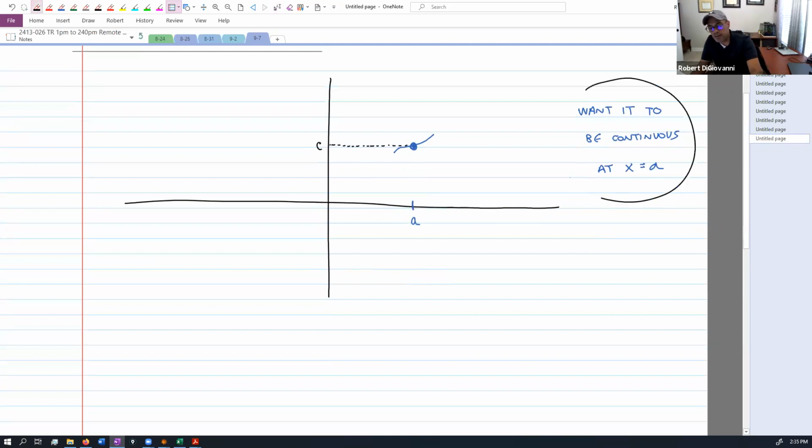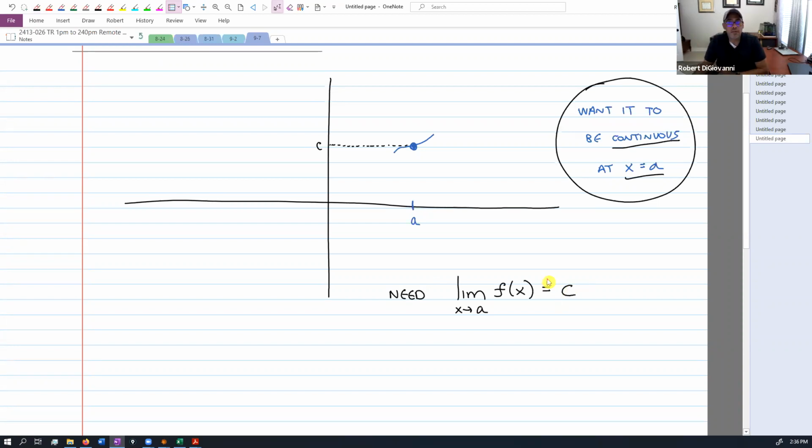If I'm going to tell you that you're continuous at this point, x equals a, here's what would have to happen. We would need the limit as x approaches a from both sides of this function to be equal to c, wouldn't we? We would need that as you come in from the left and right, you're headed to c. Agreed? We would also need the function's value at a to be c. What does f of a being c mean?